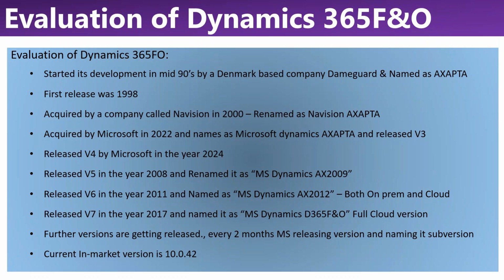Up to D365 F&O, before that, all the versions were on-premises versions. When I say on-premises, cloud was not that well developed prior to 2017. So they released on-premises versions. That means they sell the application, the companies need to install it on their servers. They maintain their servers, they maintain their networking, everything is their responsibility.